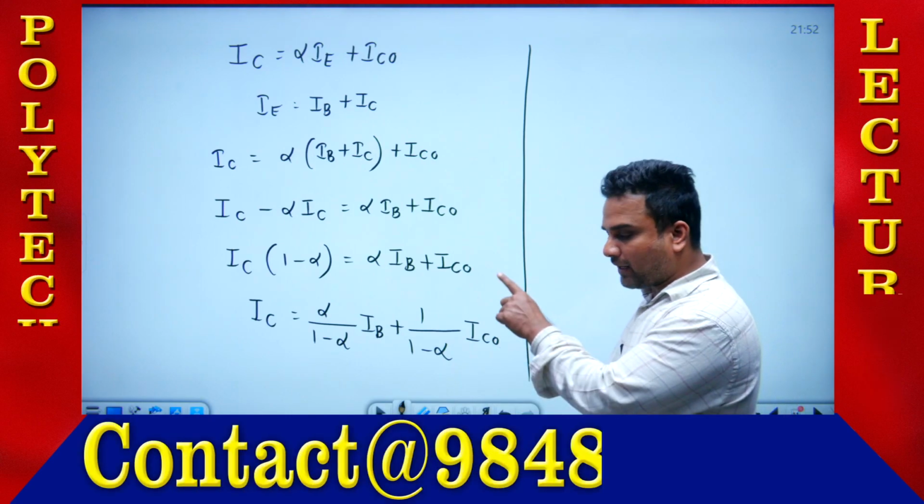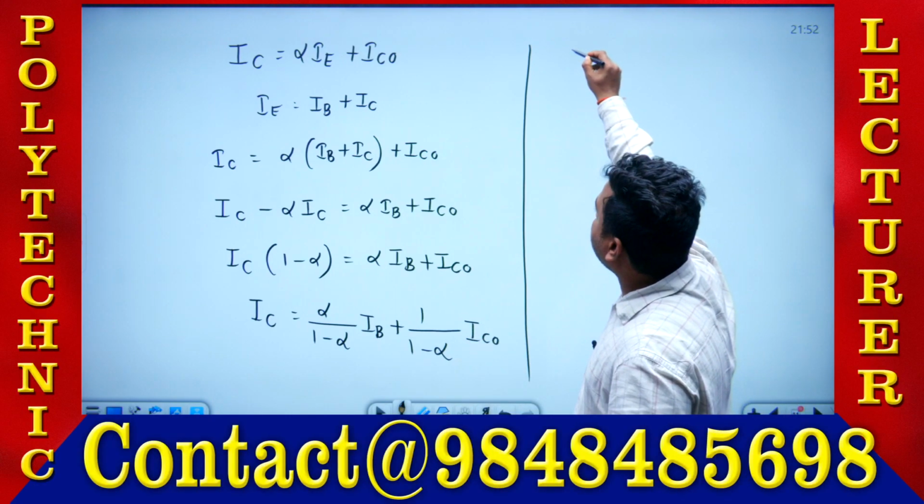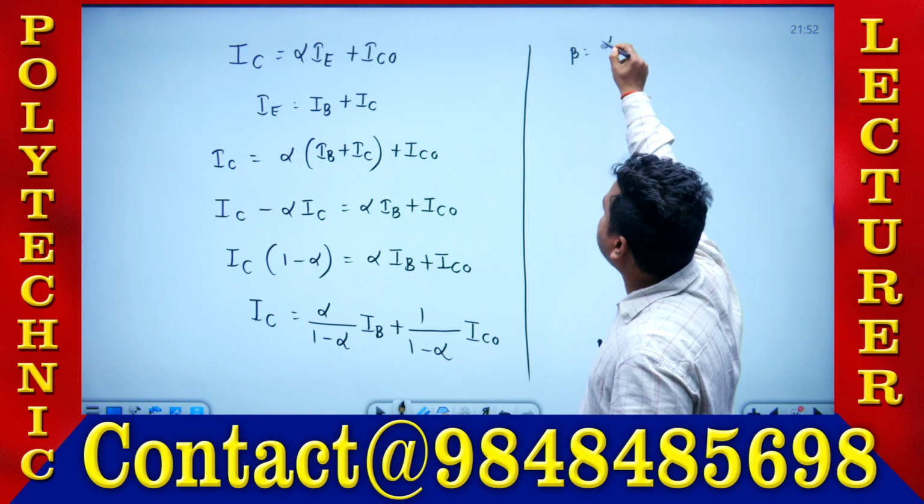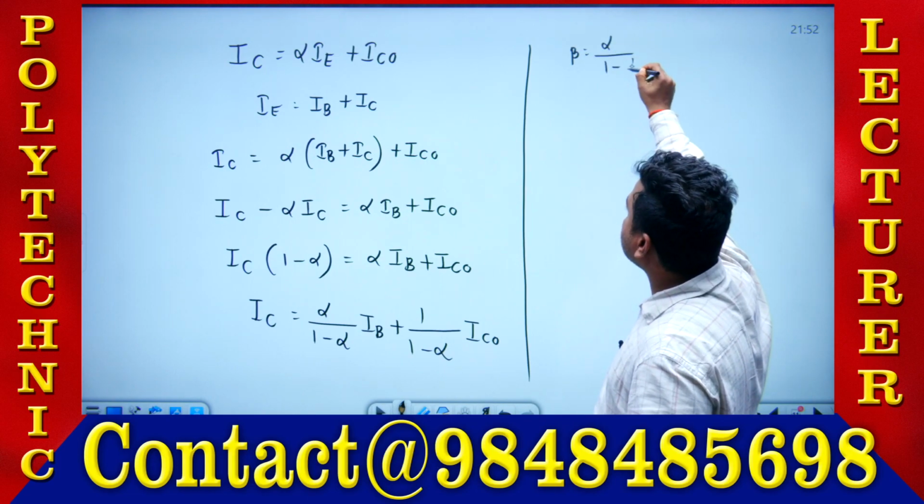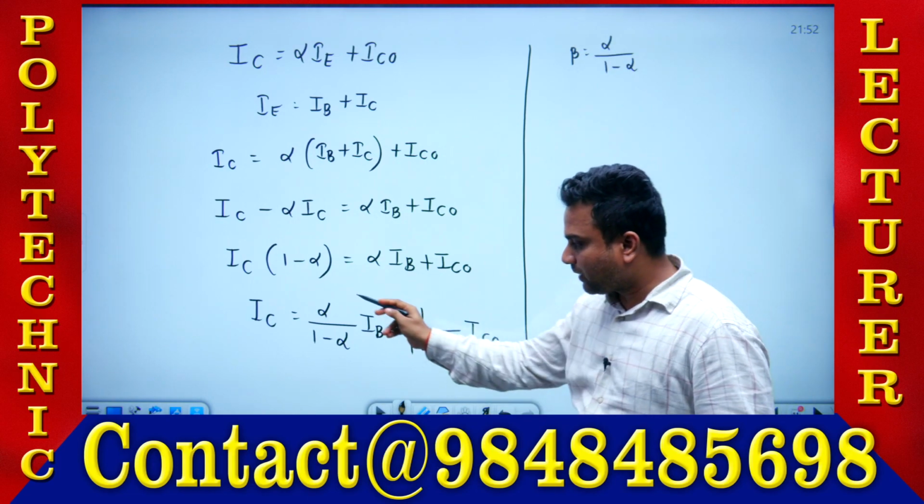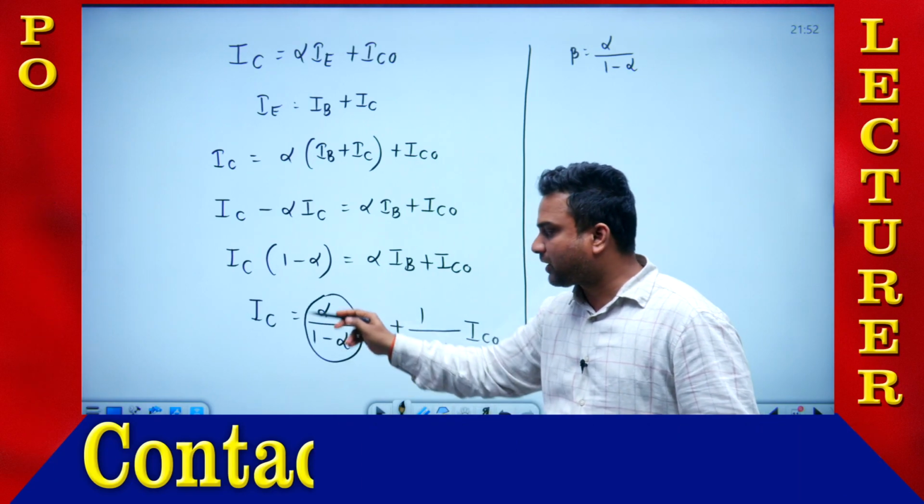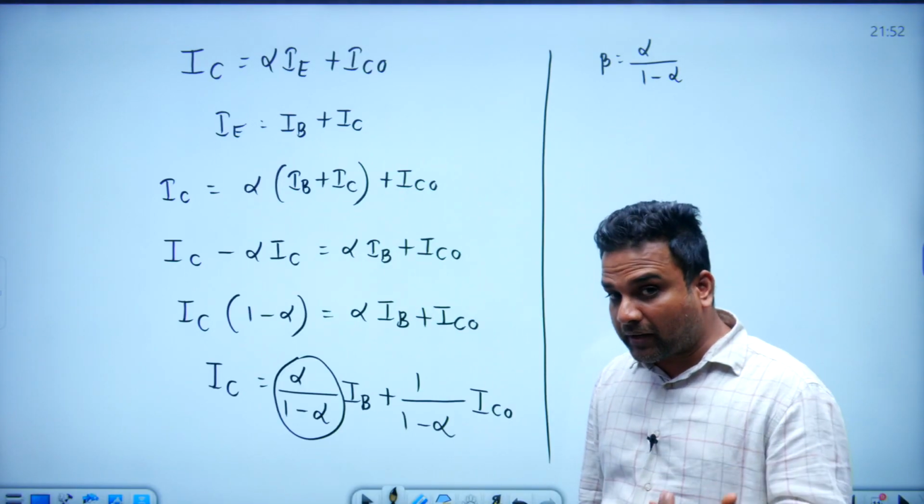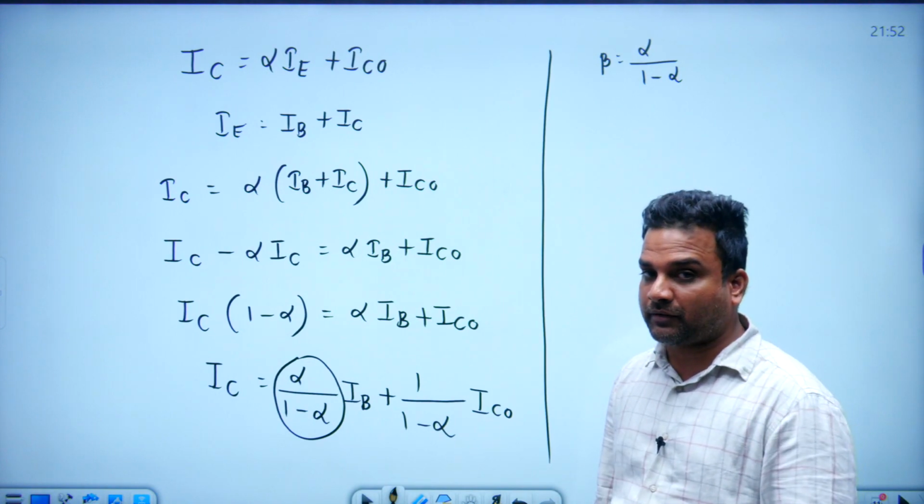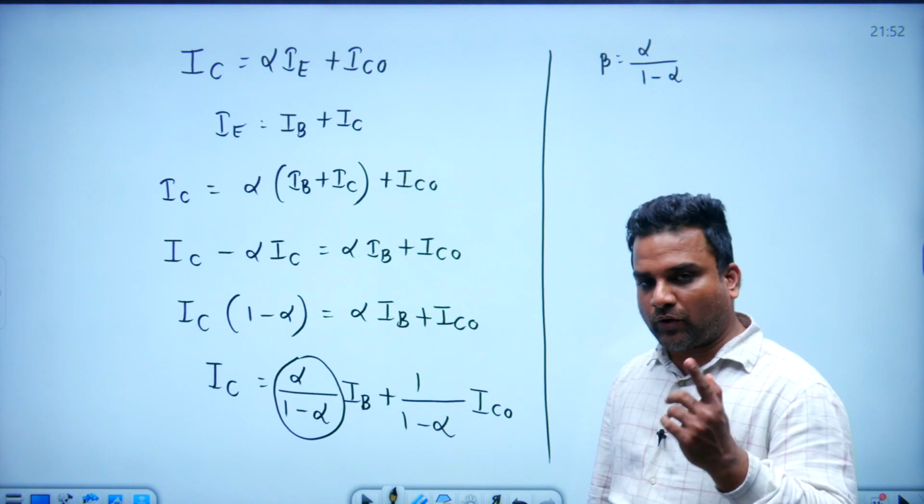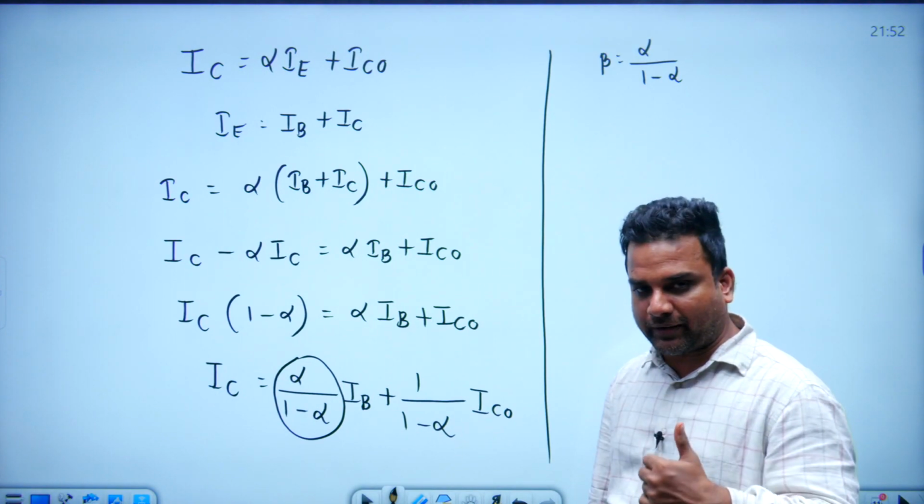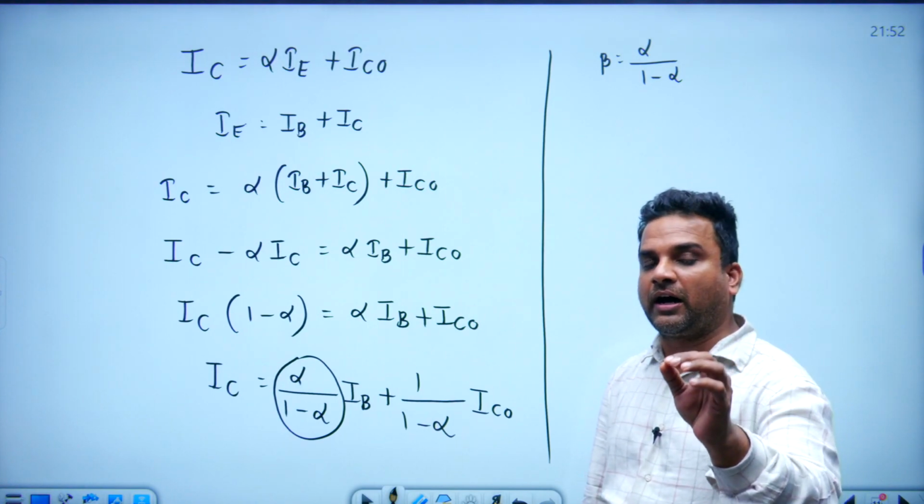Similarly, here let's assume alpha by 1 minus alpha as beta, so that here in place of this you can write beta. But what about 1 by 1 minus alpha? We want to know. So if you want to calculate what is 1 by 1 minus alpha, you must know about alpha.